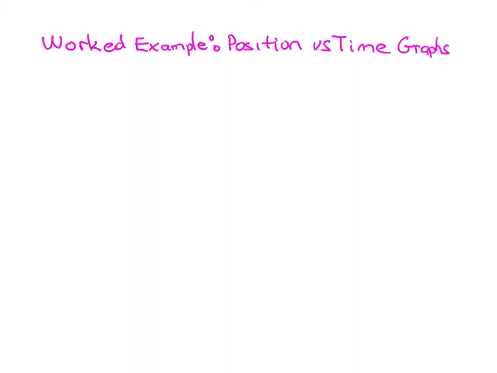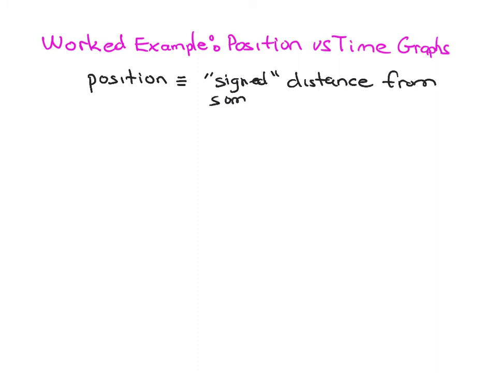Hello. In this worked example, we're going to do some simple examples involving position versus time graphs. To remind you, we're going to start off by describing what we mean by the position of something in a one-dimensional world. In a one-dimensional world, position is by definition the signed distance that something lies from an origin.